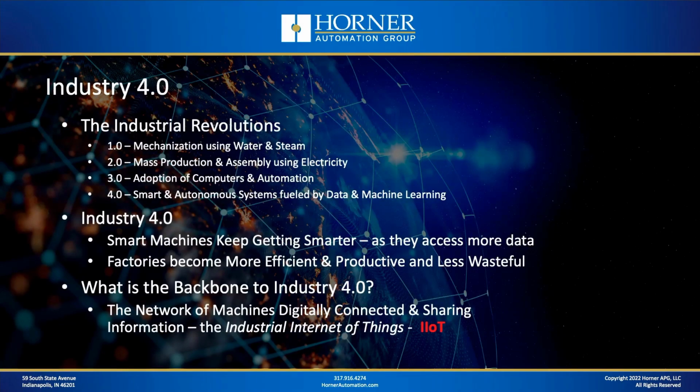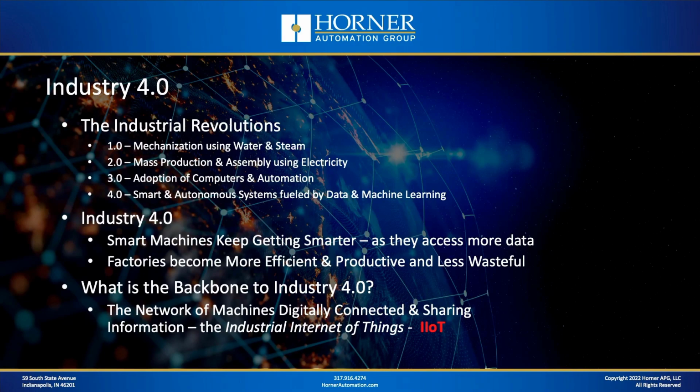Okay, Industry 4.0. What is Industry 4.0? Well, that's the discussion about the different industrial revolutions that have occurred in our society. Version 1.0 is mechanization using water and steam. We moved to mass production and the assembly line using electricity. We adopted computers and automation. And in the latest version, 4.0, it's all about smart autonomous systems fueled by machine learning and increased machine data.